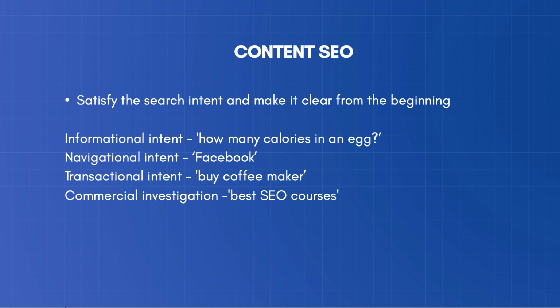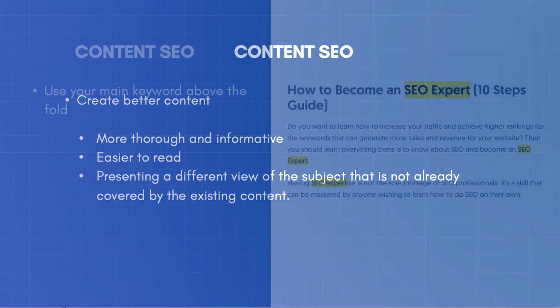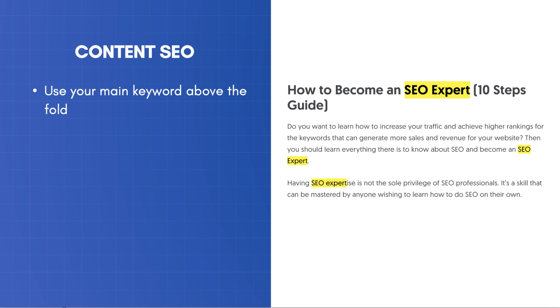Better in this context means a number of things, like more thorough and informative, easier to read, and possibly presenting a different view of the subject that is not already covered by the existing content. The second technique is to mention your main keyword at the beginning of your content. Everybody knows that your main keyword should appear in your title and H1 heading, but what is equally important is to mention your keyword once or twice in the first couple of paragraphs.